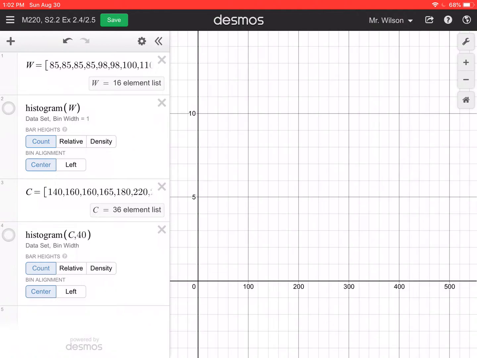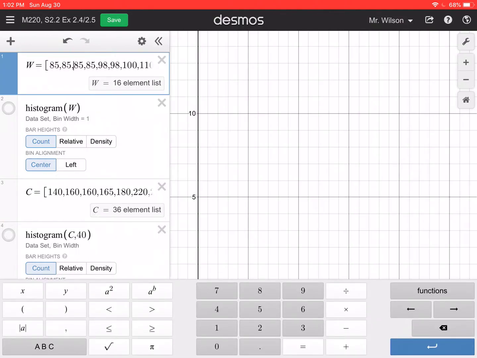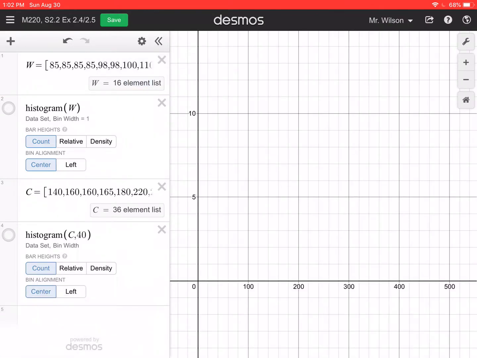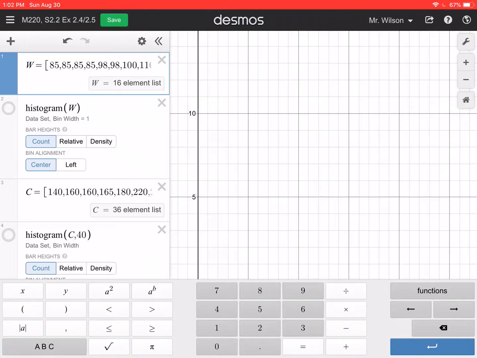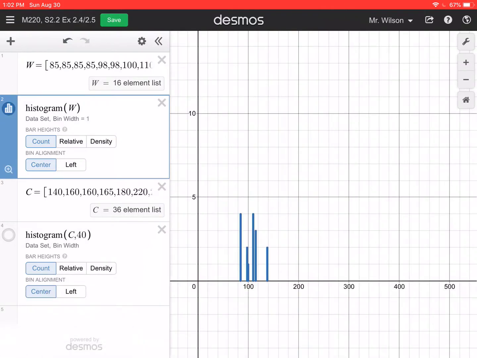Okay, so if you look on my upper left-hand corner here, you can see I have all of the data up here. Notice this is a 16 element list. So it's got all 16 data points in it. And then all we need to do, once we have that data set, is just type histogram of the data set. And when we do that, turn it on, this is what we get.